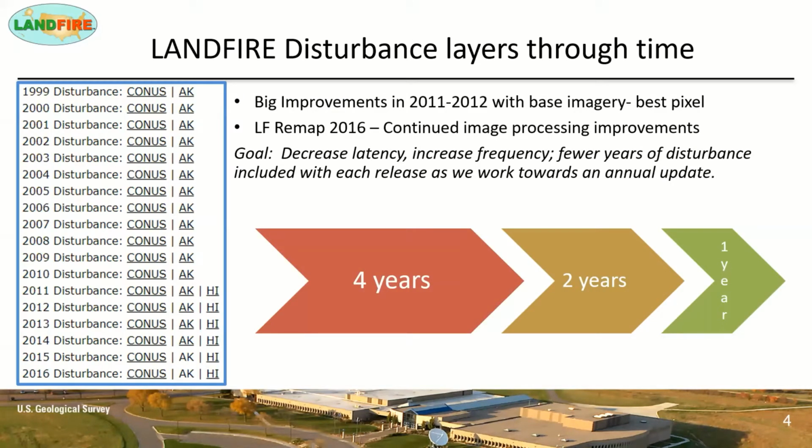So what do we have? We have annual disturbance from 1999 through 2016. You can see how Hawaii was added around 2011. We also have some insular areas for 2015 and 16. There were some big improvements in that 2011 time period with the base imagery that we used to calculate disturbance. And then in the remap, we continued some of those improvements. Our goal is to decrease the latency, increase the frequency, and include fewer years of disturbance with each release as we work towards an annual update.